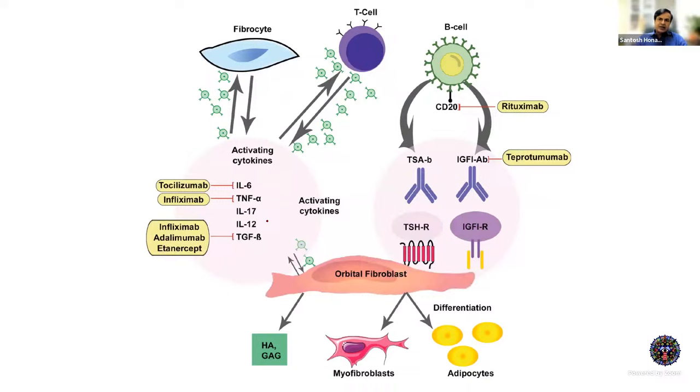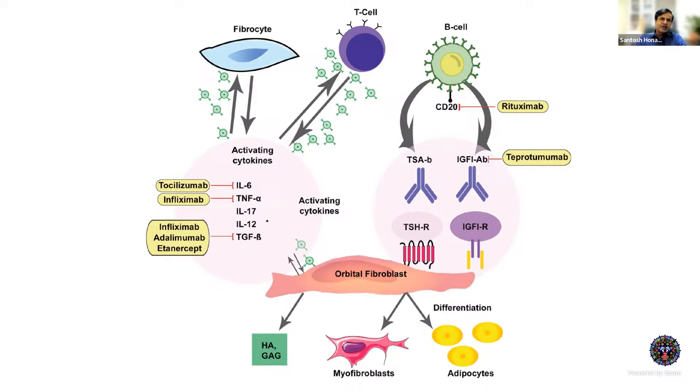IL-6, tumor necrosis factor alpha or TNF alpha, and TGF beta, right? So these are targeted. Tocilizumab targets IL-6. TNF alpha is targeted by infliximab. It also targets TGF beta. Adalimumab and etanercept also target TGF beta. So all these drugs are available and they're used. Tocilizumab is used. Infliximab has been used, but not very popular currently.